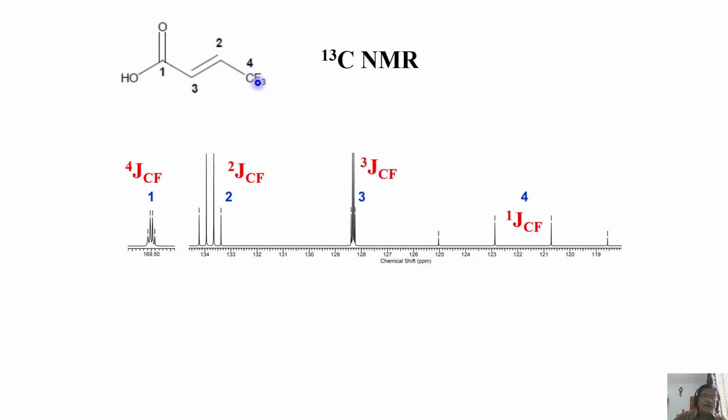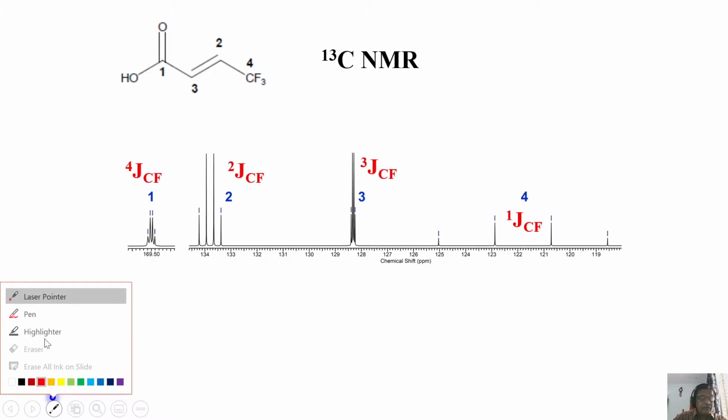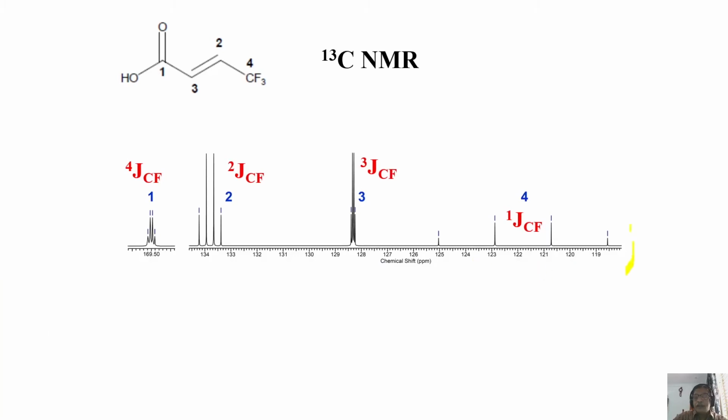This carbon, what is the pattern you expect? It must be a quartet. A large quartet, you see a 1, 3, 3, 1 quartet. This large quartet has to be this CF3. Okay. Now we can go ahead further. What is the next one? The next carbon is this. This carbon can also couple to fluorine. Again, it has to be a quartet.